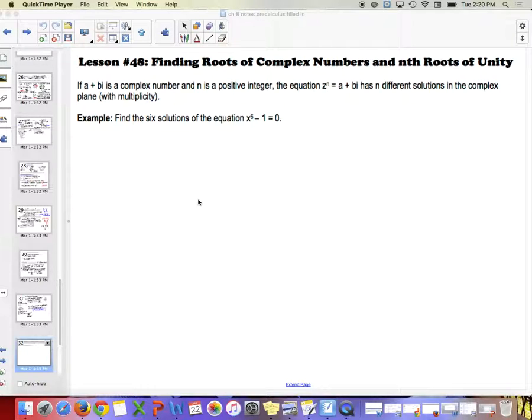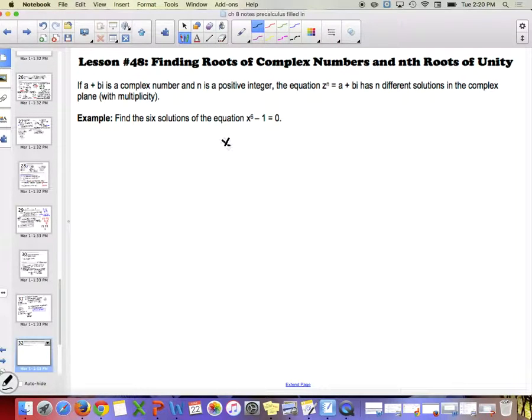Find the 6 solutions to the equation x to the 6 minus 1. If we did this in Algebra 2, there was a certain way that we did this problem. I don't know if you guys remember this. Basically, you break it into the difference of two squares first, so it would have been x cubed plus 1 times x cubed minus 1. And then we would break it into the sum of 2 cubes and the difference of 2 cubes.